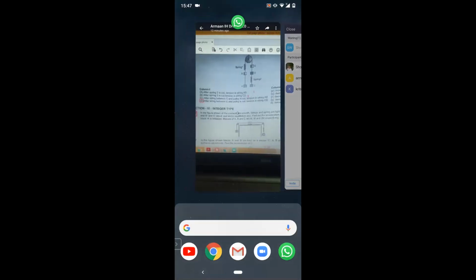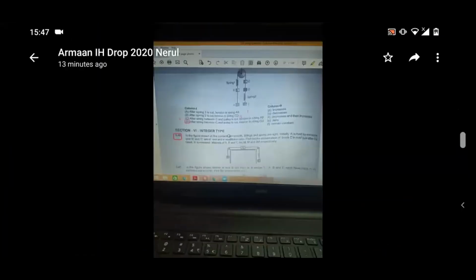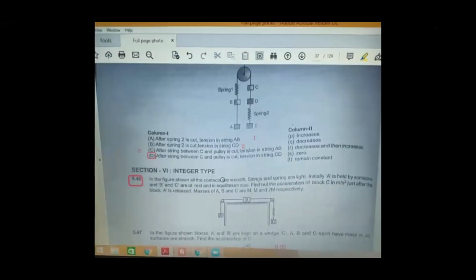So what happens when you cut the thread right at the top? That is what happens, which I just showed you. So the moment we cut this thread at the top, this is what will happen. You're cutting it over here, right? So this tension becomes 0. Spring 1's tension becomes 0.